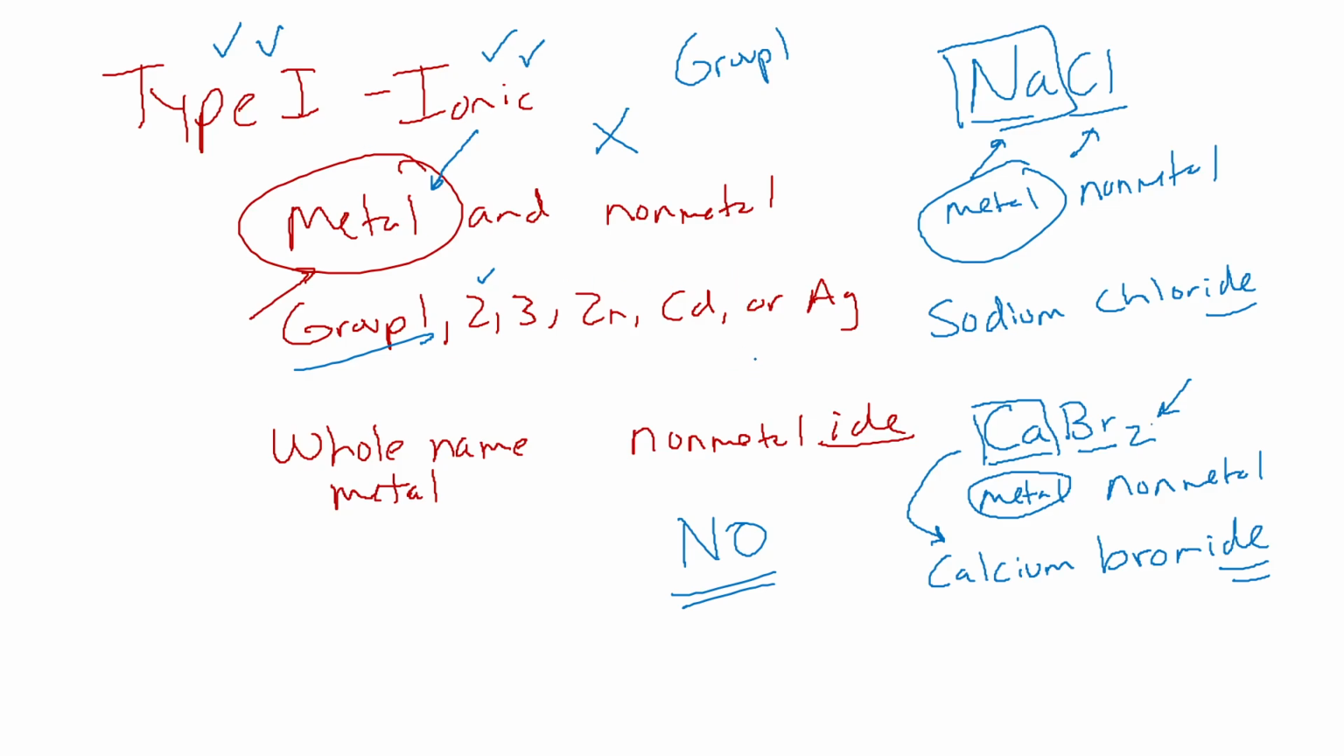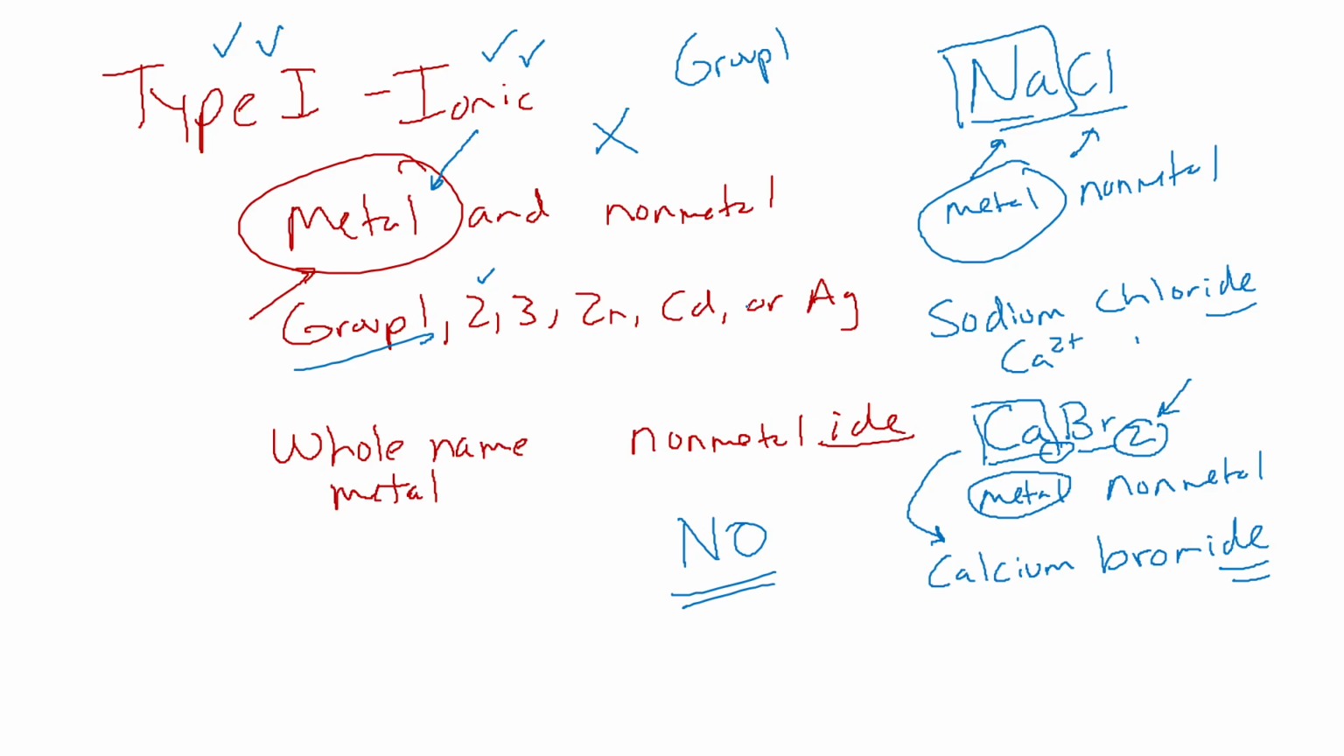Doesn't matter if you've got like 400 of these. Doesn't matter if you've got like 300 of the metals. There's no prefix on the first name, no prefix on the second name. In type 1 naming, it is simply the whole name of the metal, -ide for the non-metal. Why do we have the 2 there is what we saw earlier.